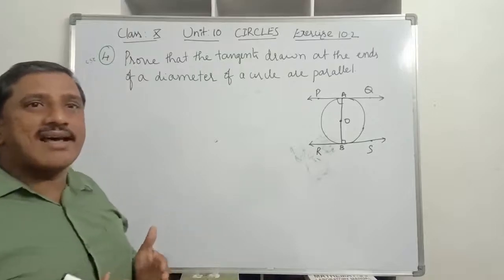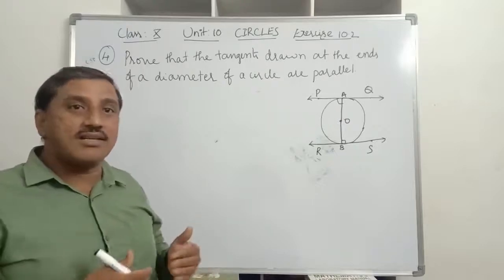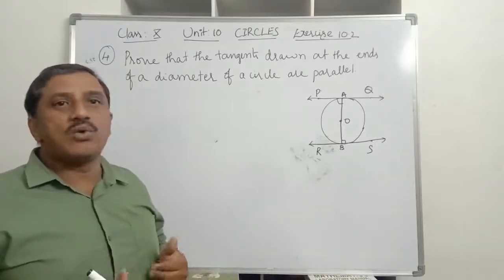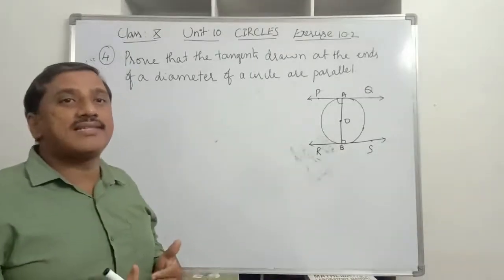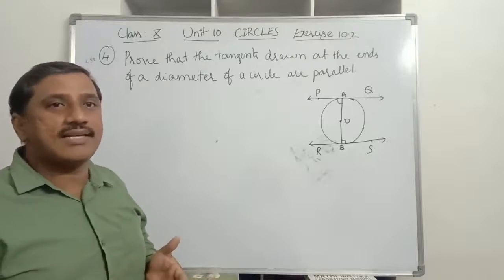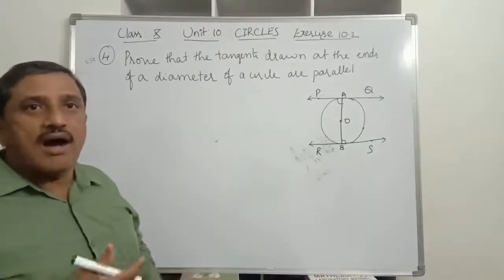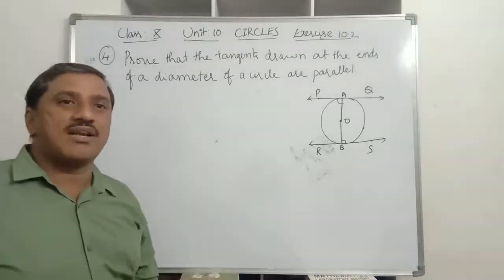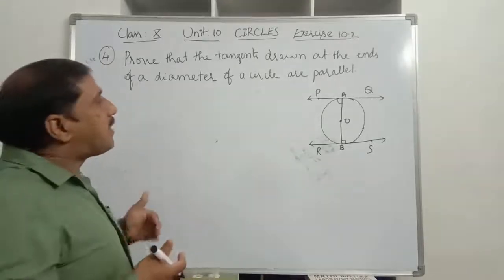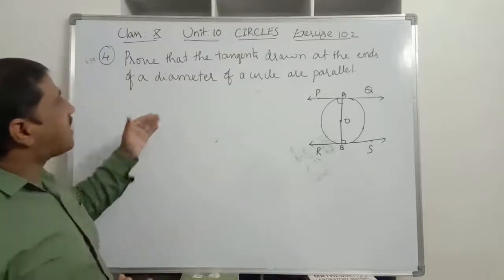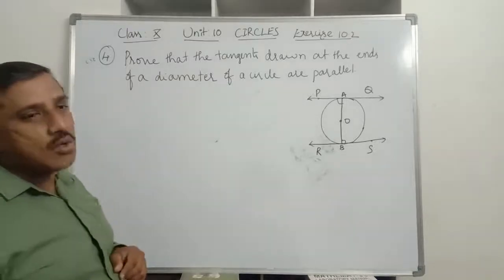We discussed parallel lines and a transversal in class 7. A transversal is a line which intersects two or more lines, and we studied the properties when a transversal intersects a pair of parallel lines: the corresponding angles are equal, alternate interior angles are equal, and the interior angles on the same side of the transversal are supplementary. Now using those properties we are going to prove that the tangents drawn at the end points of the diameter of a circle are parallel to each other.